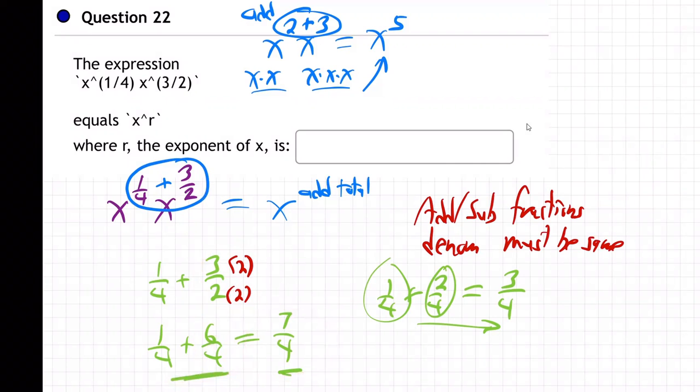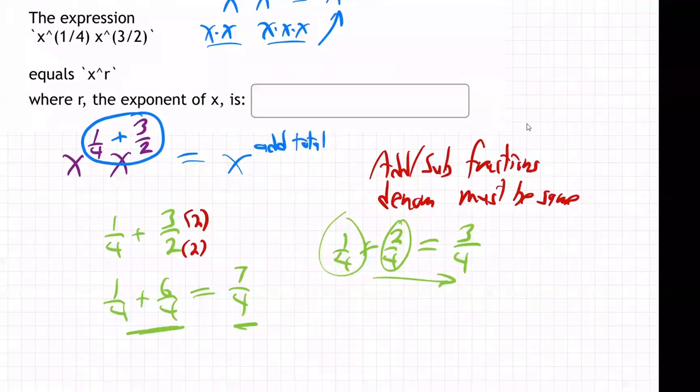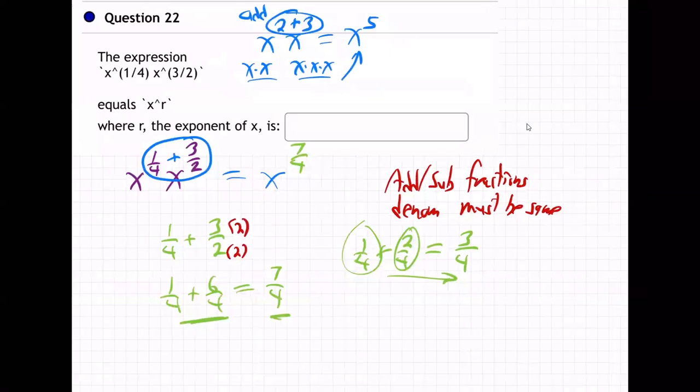So then the answer to this problem is x to the 7/4. It's okay to have the top bigger than the bottom. It doesn't matter. You can totally leave it. And they just want the exponent of x, just the power. So you just type in 7/4. Again, it's fine to have the top bigger than the bottom. There we go.